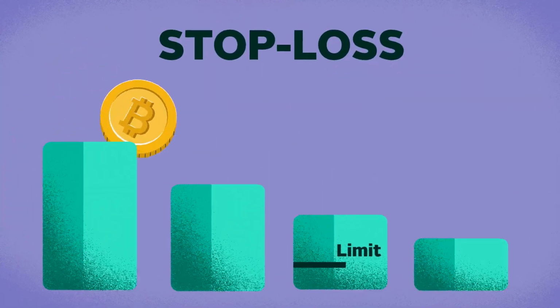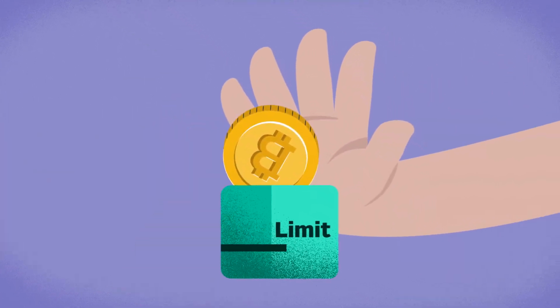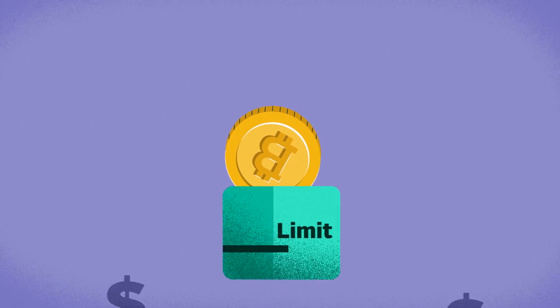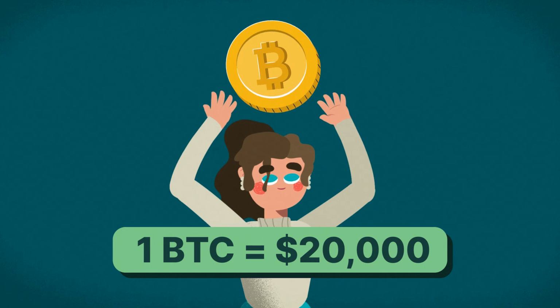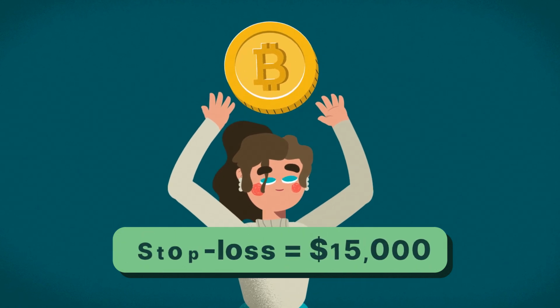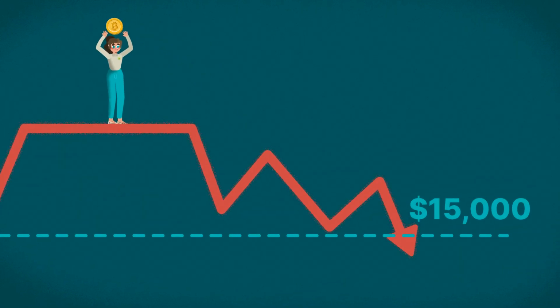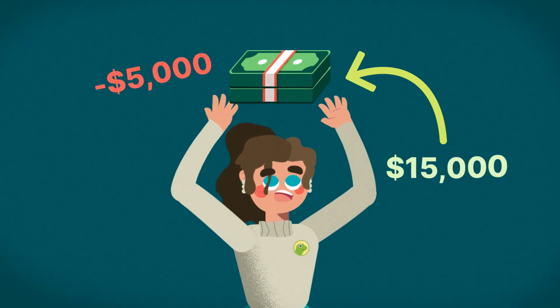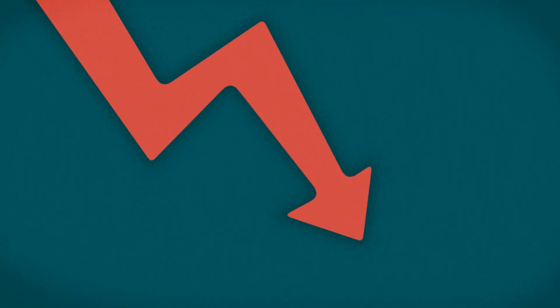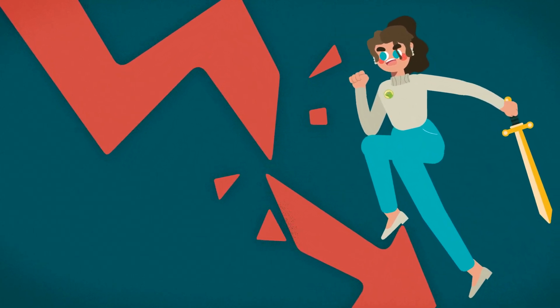Stop loss refers to setting a limit on the potential loss of a trade by liquidating your assets once the market reaches a certain price. Say you bought 1 BTC at $20,000 with a stop loss order at $15,000. If the market price drops below $15,000, the exchange will immediately liquidate your assets. This would limit your losses in the event the price of BTC continues to drop further.